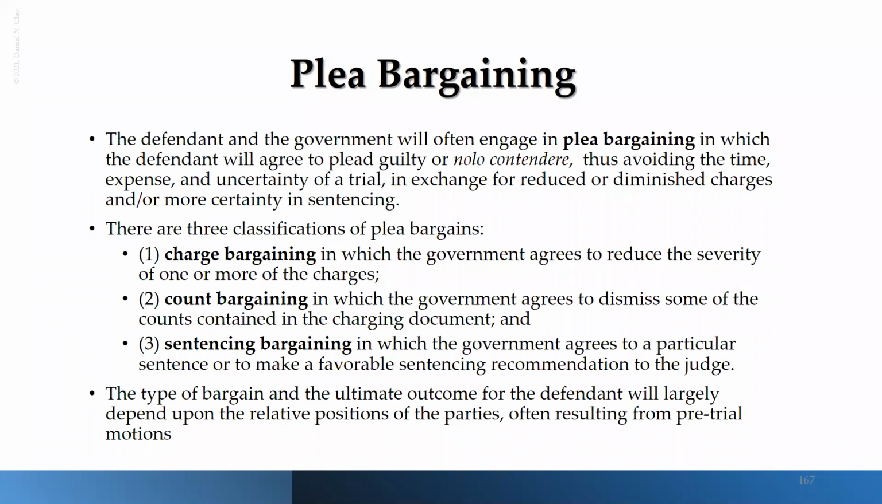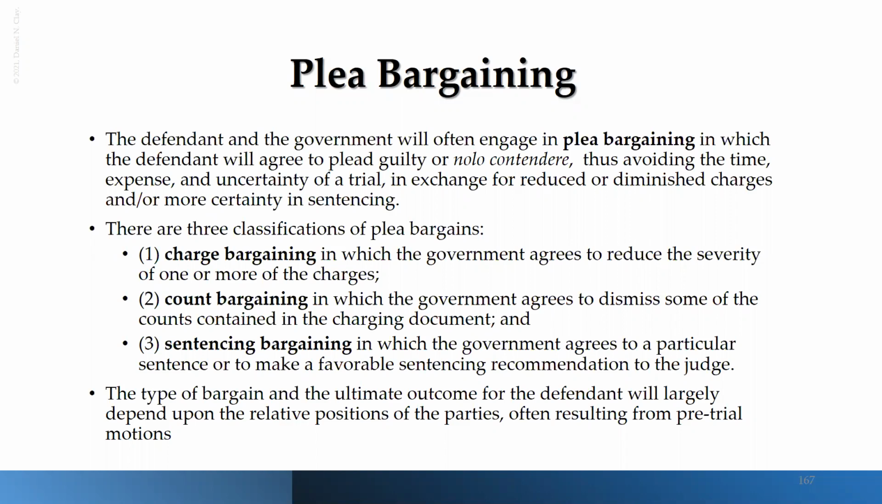So think about something like first-degree murder. Let's say we're in a death penalty state and you are charged with first-degree murder. So you are looking at the potential of death. And if not death, then usually life in prison without the possibility of parole.